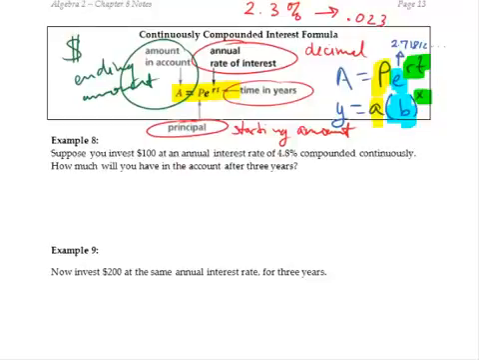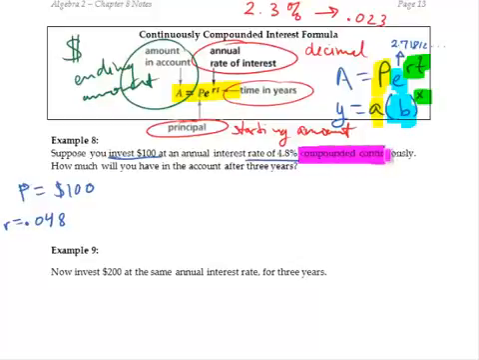We're going to look at a couple of examples where you plug in different pieces, like your starting amount, your principal, the rate, and the years, and see how much you get out at the end. Suppose you invest $100, so that's our principal amount, P, at an annual interest rate of 4.8%, so 0.048 is our R, compounded continuously.